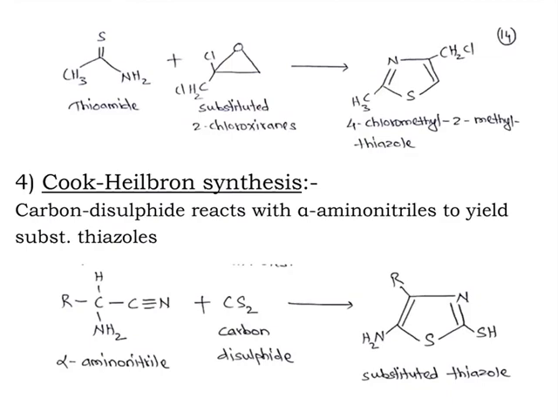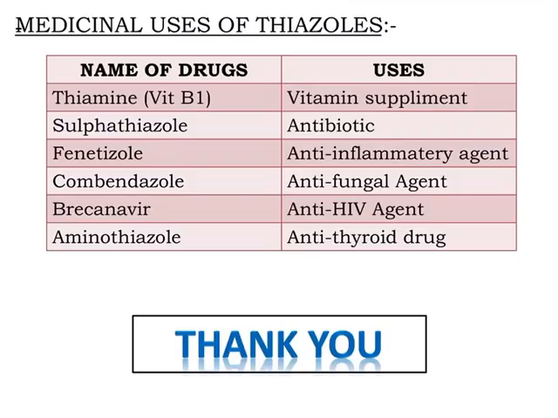Another method for synthesis of thiazole is Cook-Heilbronn synthesis. Here carbon disulfide reacts with alpha amino nitriles to yield substituted thiazole. Look at the reaction. Alpha amino nitrile is going to react with carbon disulfide to give substituted thiazole. These were the different methods of synthesis of thiazoles.